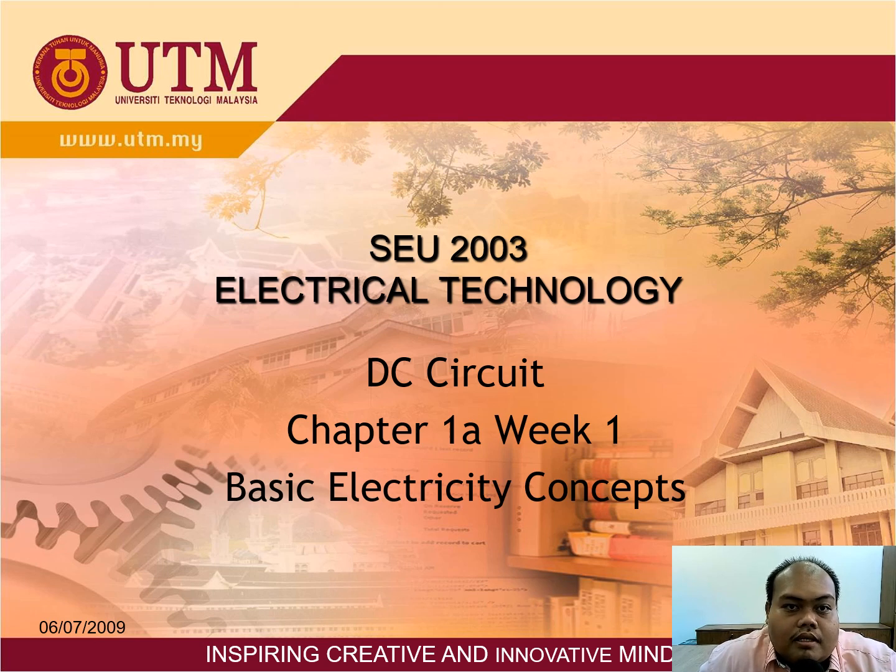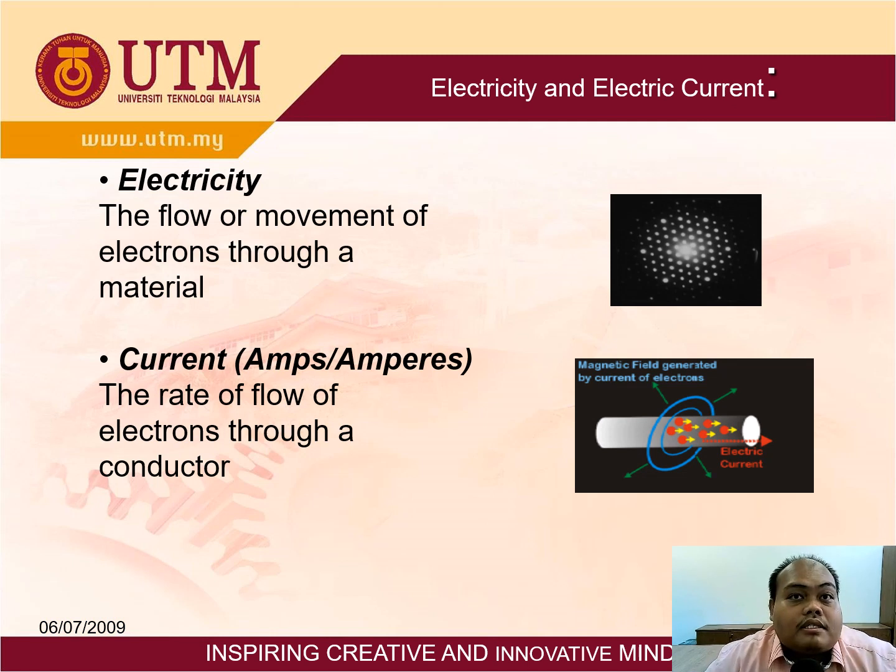For this week, week 1, we will start with chapter 1, which is DC circuit. And for week 1, we only focus on the basic electrical concept. What is electricity? Electricity is the flow or movement of electrons through a material. And the current is the rate of flow of electrons through a conductor. Usually the current is measured in ampere, amps. The unit is A.